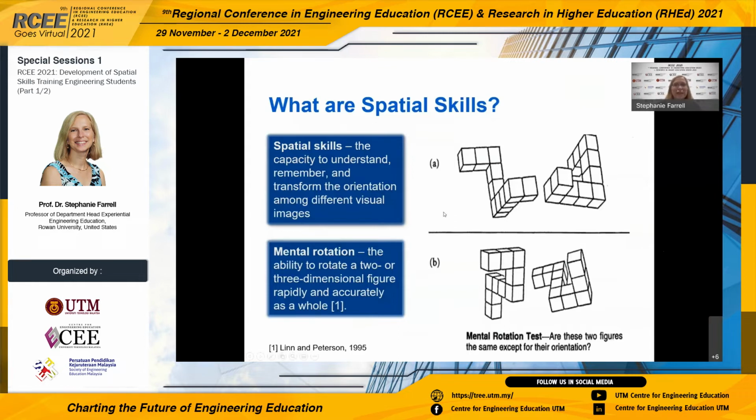So in case you're not familiar, spatial skills are a cognitive ability, the capacity to understand, remember, and transform the orientation among different visual images. And we're focusing our research on mental rotation, which is a certain type of spatial skill, the ability to rotate a 2- or 3-dimensional figure rapidly and accurately as a whole. So when we say as a whole, we're talking about rotating the whole object instead of envisioning different parts of the object and taking it apart and rotating the different pieces.